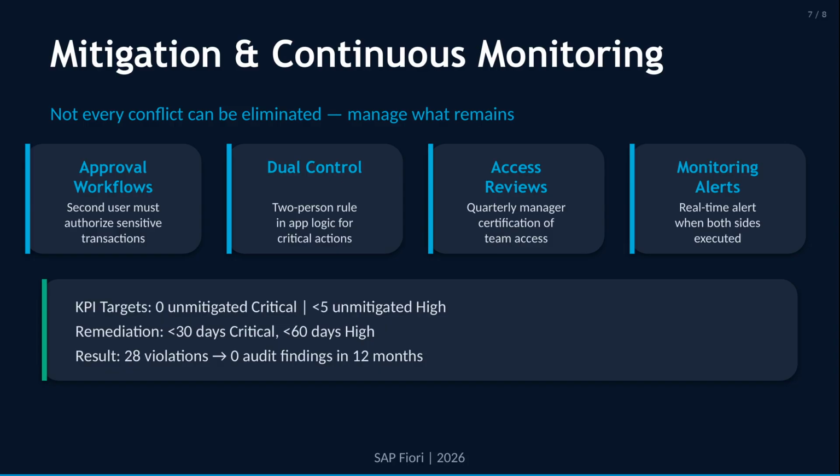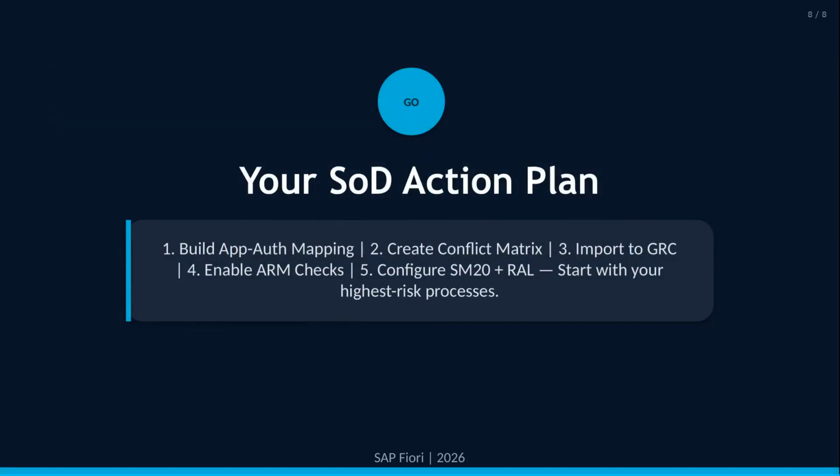The key is making mitigations auditable. Every mitigation control should generate a log entry that auditors can review. In GRC, assign mitigation controls to each accepted SOD violation and configure periodic recertification to ensure mitigations remain valid.